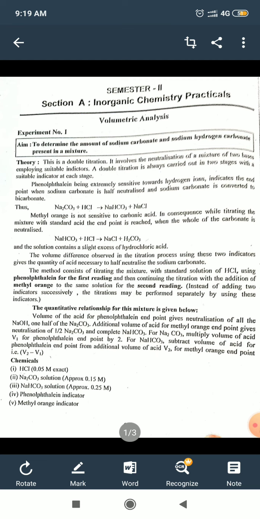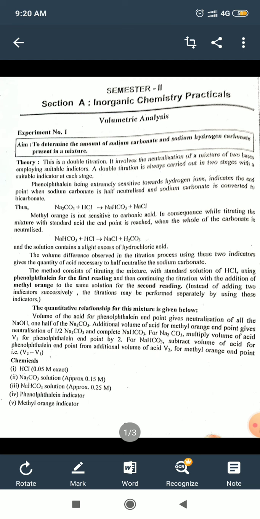Firstly, phenolphthalein, being extremely sensitive towards the hydrogen ion, indicates the end point when sodium carbonate is half neutralized and sodium carbonate is converted to sodium bicarbonate. The reaction is Na2CO3 + HCl gives NaHCO3 + NaCl.